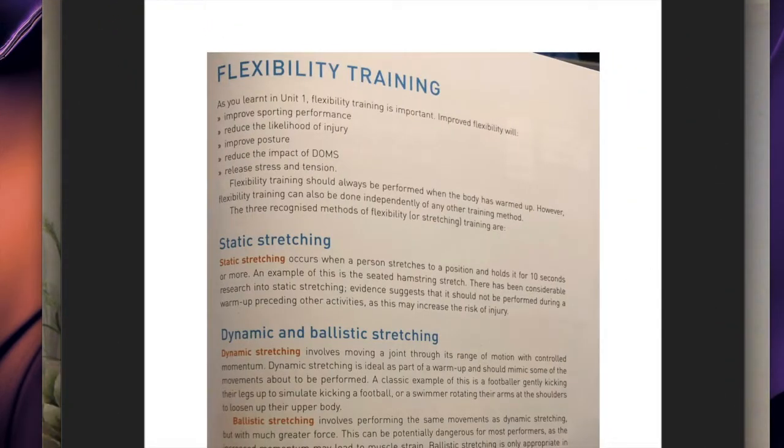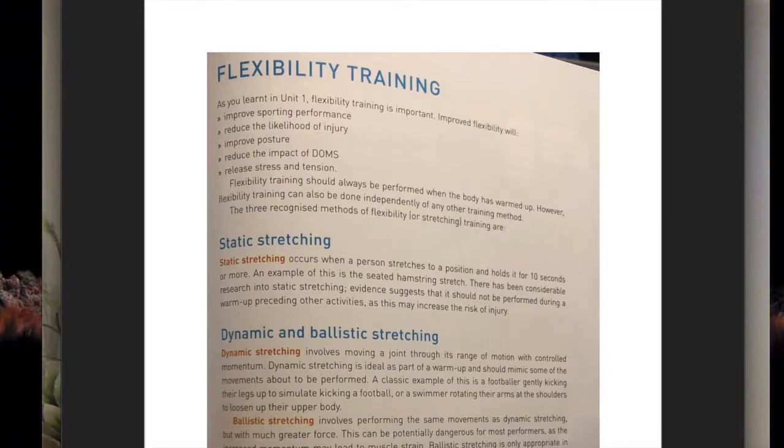This is absolutely critical to improve the fitness component of flexibility. I think that should be a known for everyone already. But what it does is it reduces the likelihood of injury. It improves sporting performance. It helps with posture, releases and starts to remove the process of DOMS, delayed onset muscle soreness, if it's used as part of a cool down routine. And it also helps relieve stress and tension.